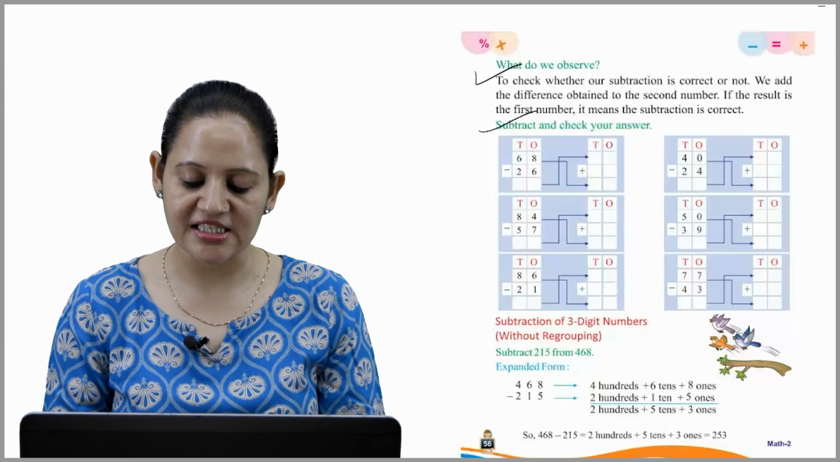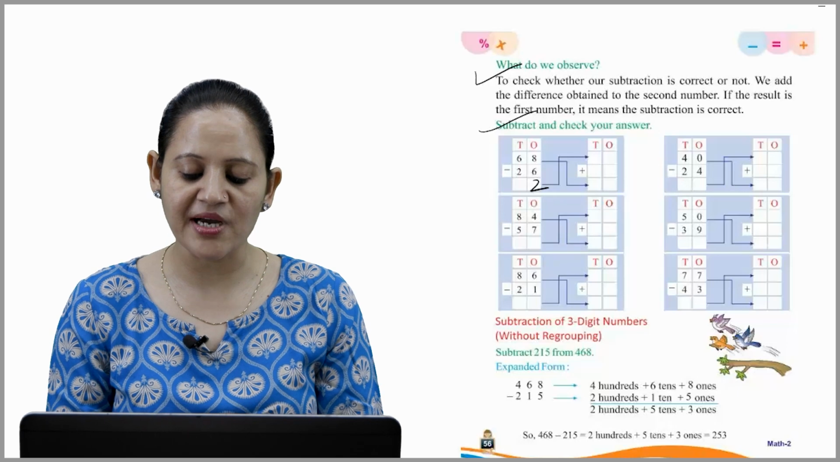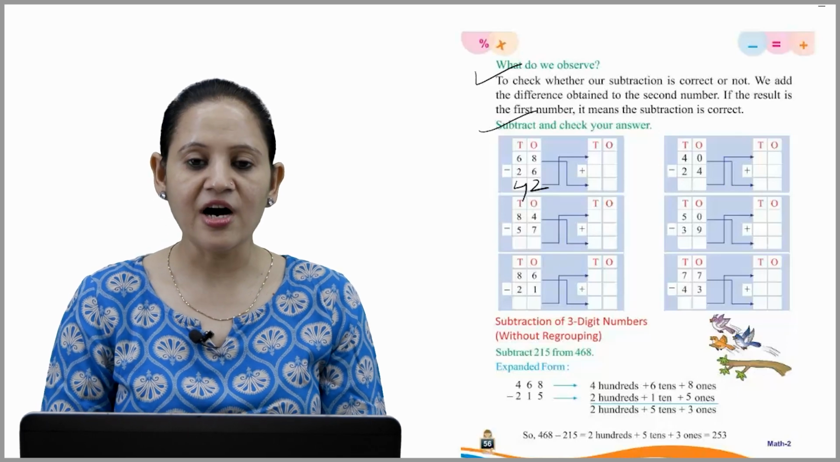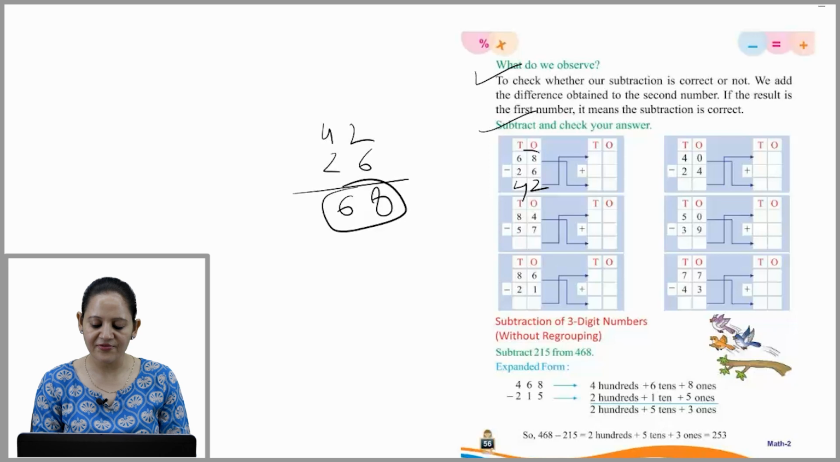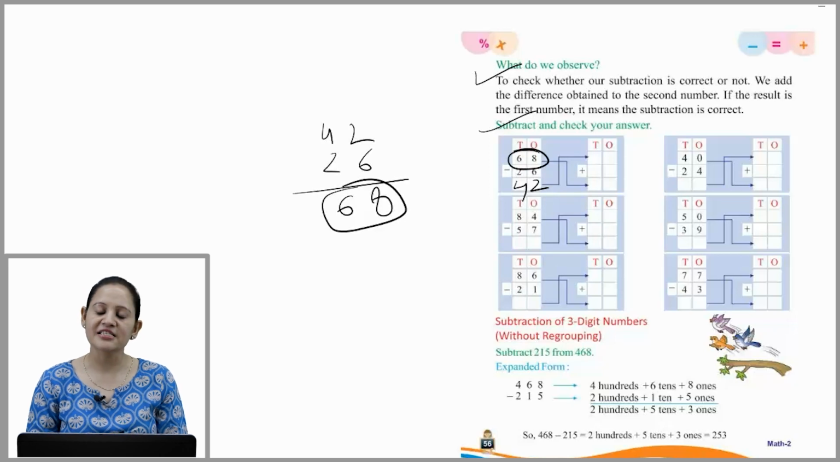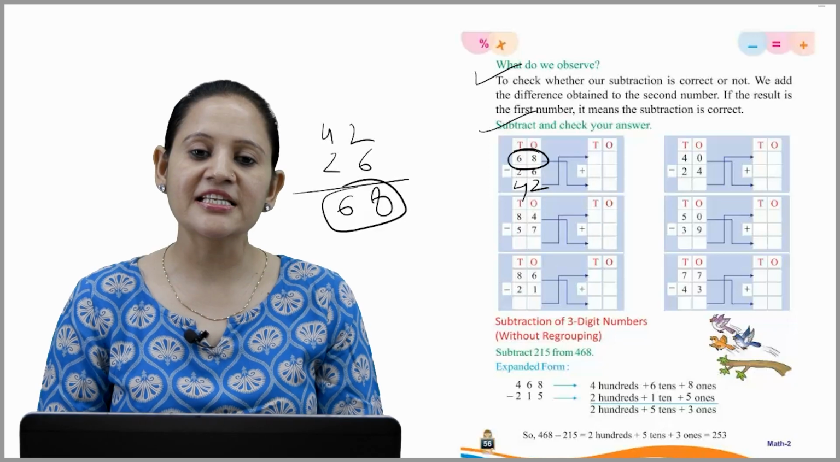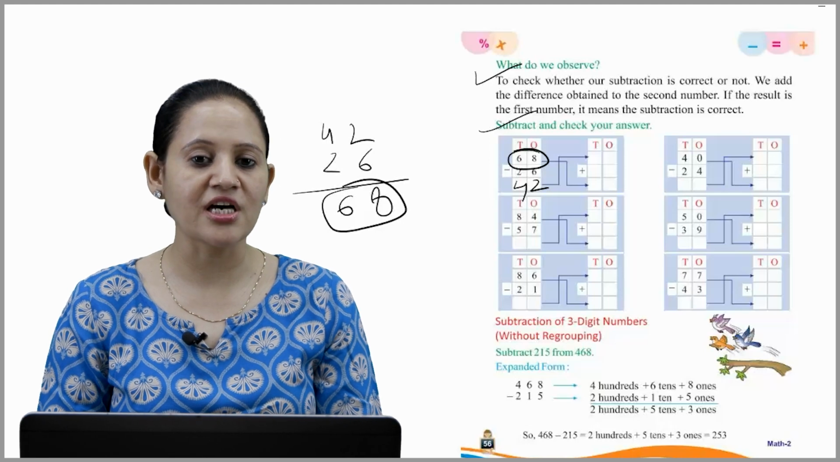68 minus 26. 8 minus 6, that is 2. 6 minus 2, that is 4. Now, we'll check our answer. So, difference 42 and add the second number. 6 plus 2, 8. 4 plus 2, 6. So, answer क्या हमारा आ रहा है? First number. That means our subtraction is correct. Clear? Next is subtraction of 3-digit numbers without regrouping.